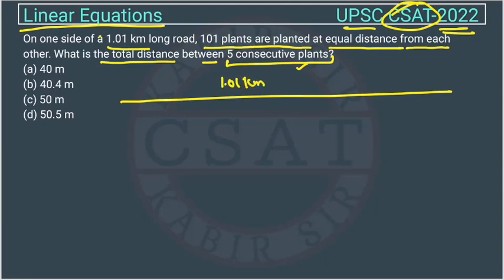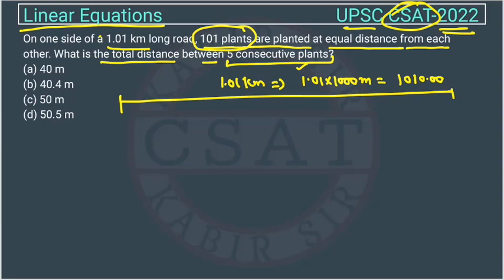We will convert it into meters. In 1 kilometer we have 1000 meters, so it will become 1010 meters, right? So this is a road from here to here. Now we have to plant 101 plants in this, right?